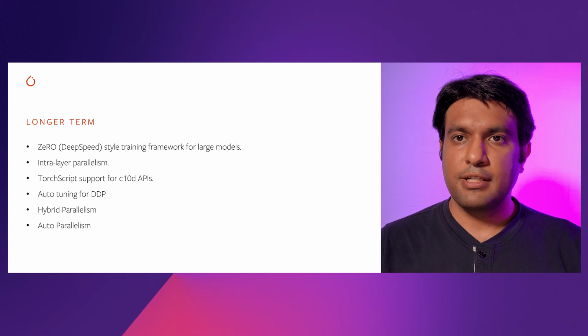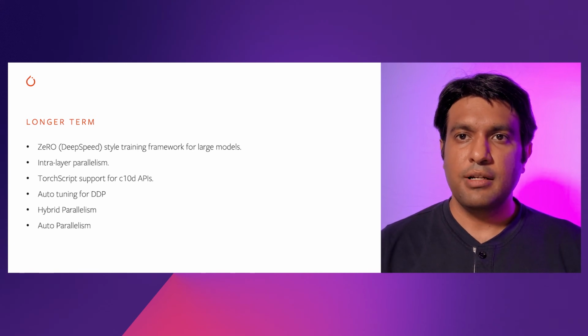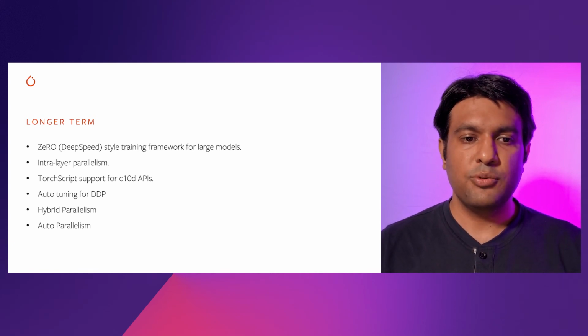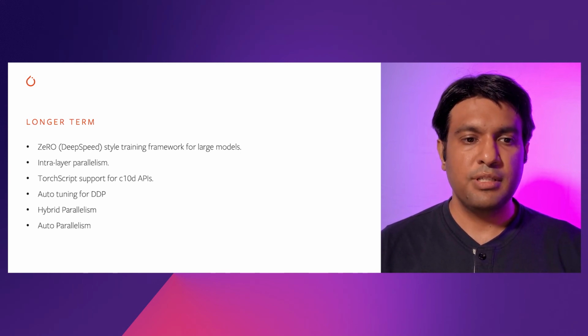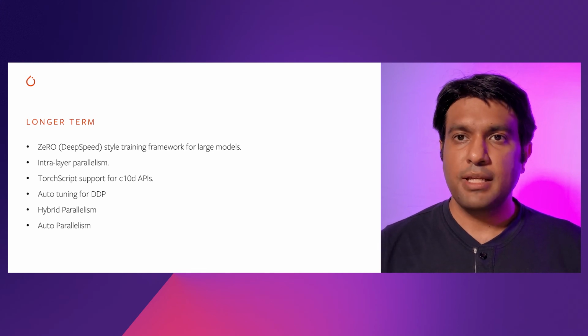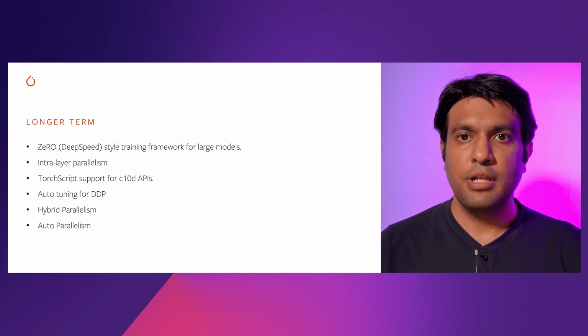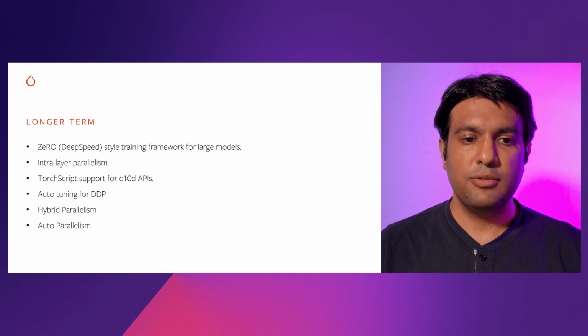Then we're planning to add intra-layer parallelism. This is a very interesting technique that was used by Megatron from NVIDIA to train large transformer models. Then we're also planning to add torch script support for C10D APIs. Today, if you have a very complex model with some collective communication within the model, you can't really torch script that model because this is not possible for C10D APIs. So we're planning to add support for that.